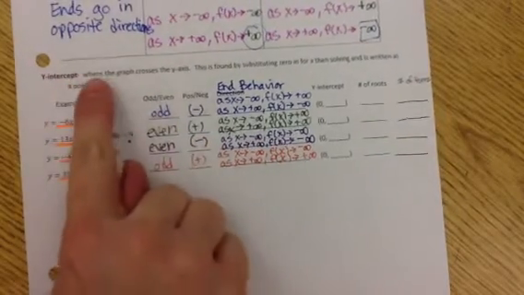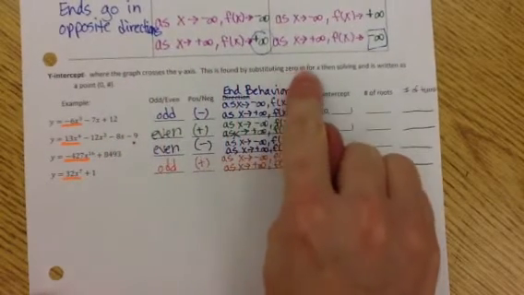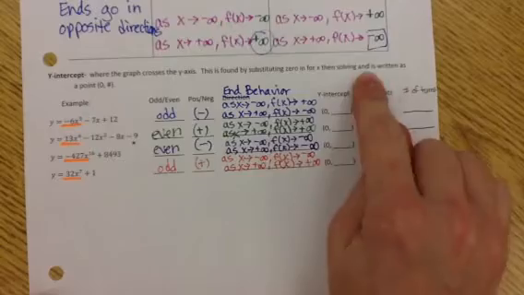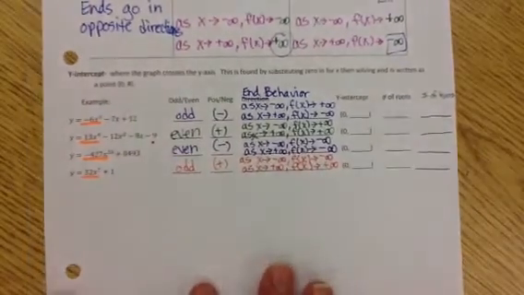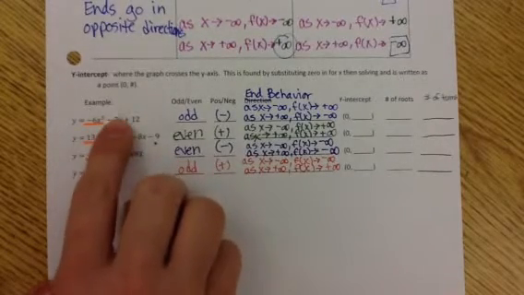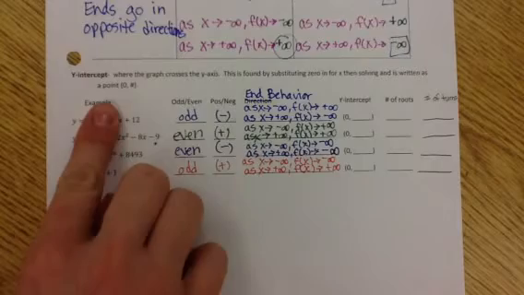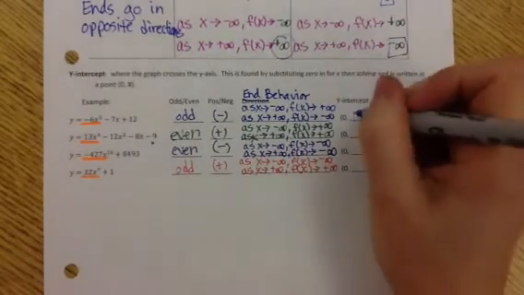Y-intercepts. Our information here says y-intercept is where the graph crosses the y-axis, and we find that by substituting 0 in for x, then solving, and we write it as a point, 0, comma, number. So on my first one, if I put 0 in for x, that just leaves y equals 12. So my y-intercept will be 0, 12.